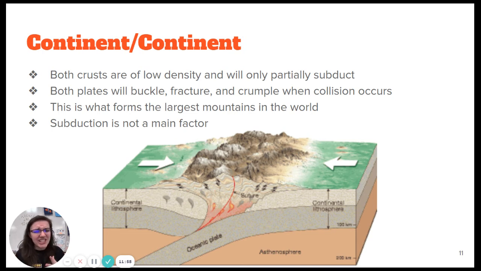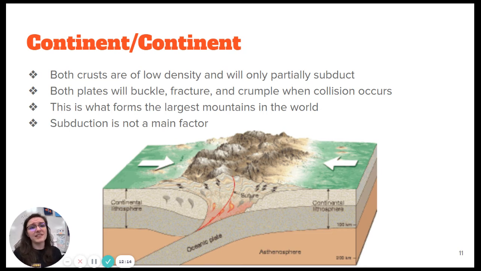So subduction is happening, but not as much. Really, you get these two plates. Neither one of them want to give, neither want to move under. So they're going to crumple and just make a big mess. The Himalayan mountains formed this way.